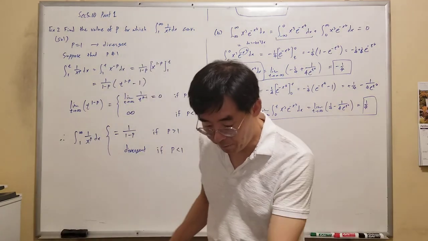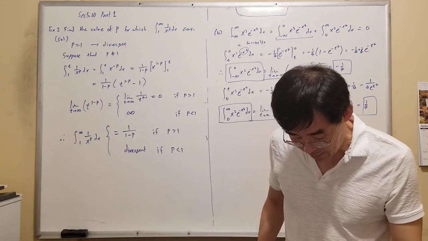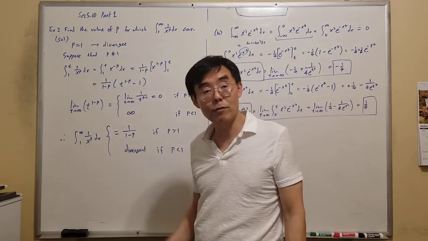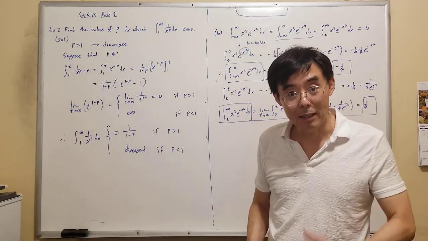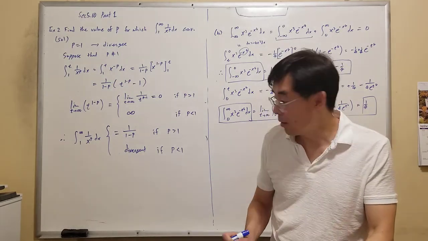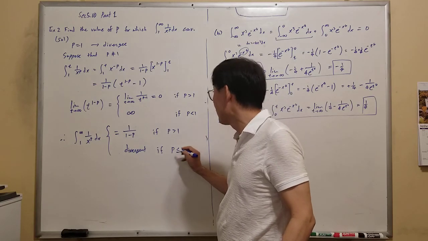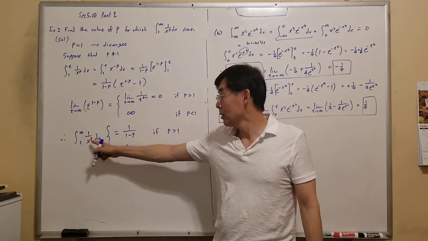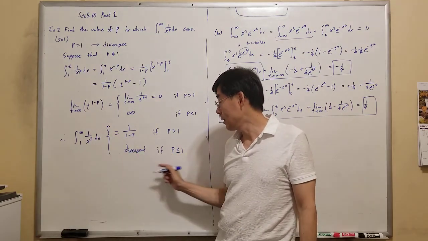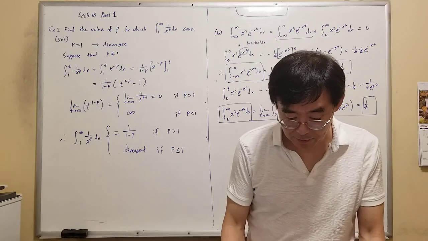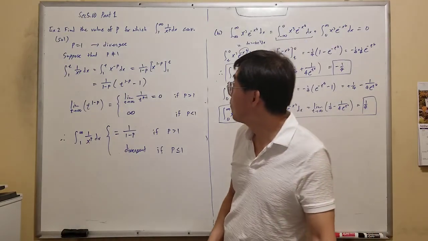And this will be very useful later. We're going to compare things against 1 over x to the p power in the comparison test and all. All right? So, divergent, we have to include p equals 1 here. Strictly greater than 1 here, convergent. Anything else? Divergent. Okay? All right, that's the end of the first part of section 5.10.